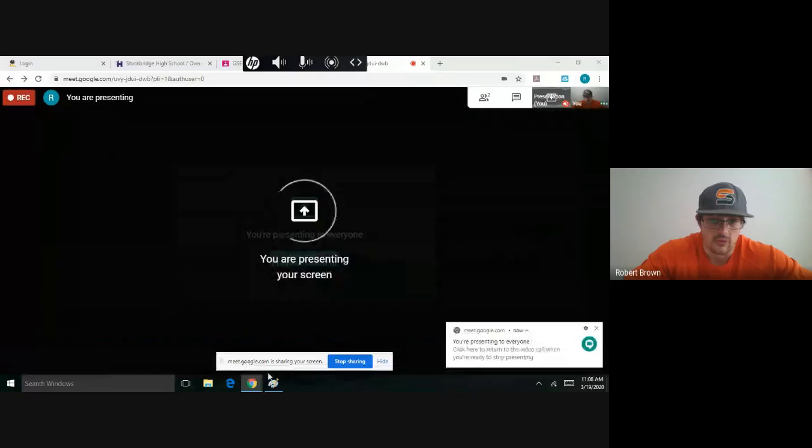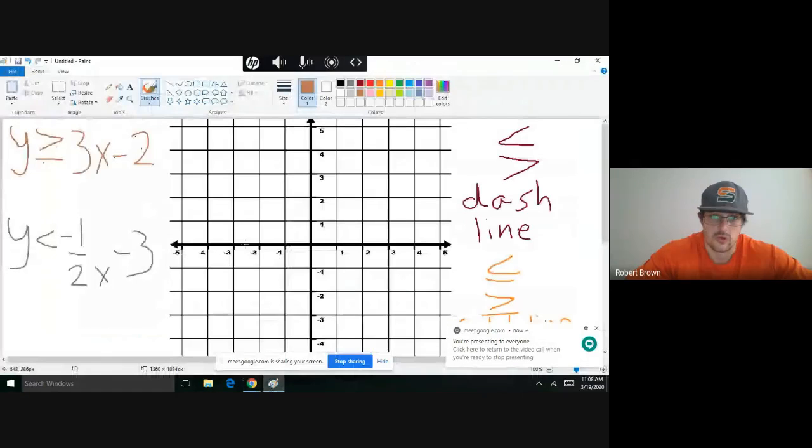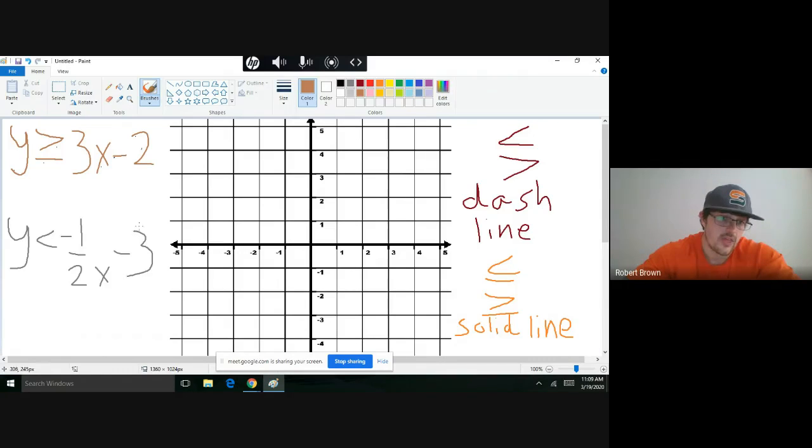Okay, so now let's look at this. I'm going to draw this for you. I'm going to show you how to plot them just one at a time. When you look to the left of your screen, you can see it says y is greater than or equal to 3x minus 2. And the one at the bottom says y is less than negative 1/2 x minus 3.